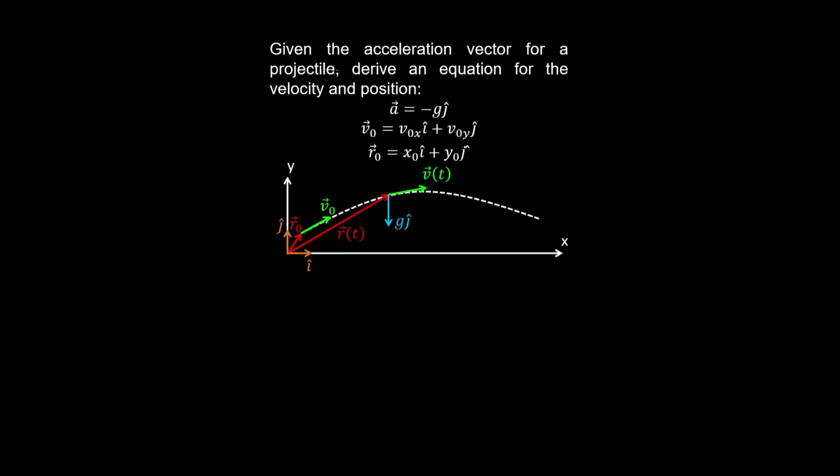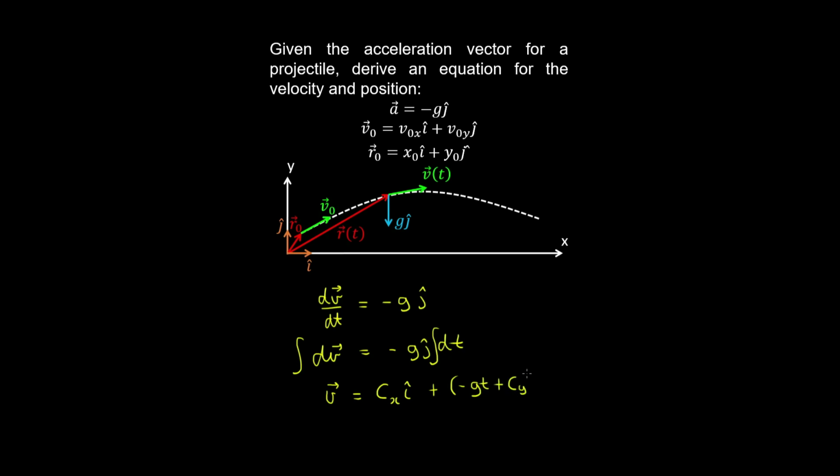Given the acceleration vector for a projectile, derive an equation for the velocity and position. So the acceleration is the rate of change of the velocity with respect to time, and that's equal to minus the gravitational constant in the vertical direction. And now we can separate the variables and integrate both sides while leaving the constants outside the integral. What we get is the velocity vector is equal to some constant in the horizontal direction plus minus g times time, plus another constant of integration in the vertical direction.